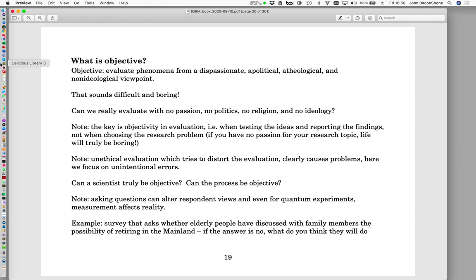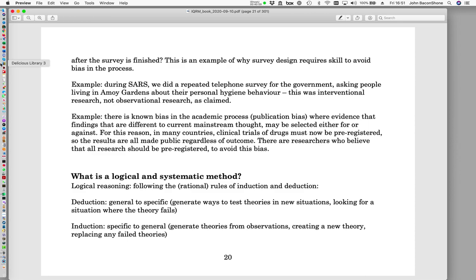This was at a relatively early stage in the discussion of policy, and so the government wanted to know whether elderly people were even discussing with their family members this possibility. So in the survey, one of the core questions was asking elderly people, have you discussed with your family members this possibility? If the answer is no, what do you think they will do after the survey is finished?